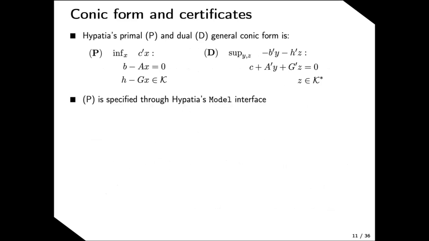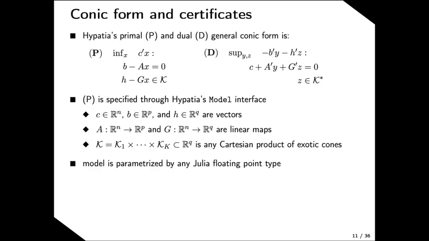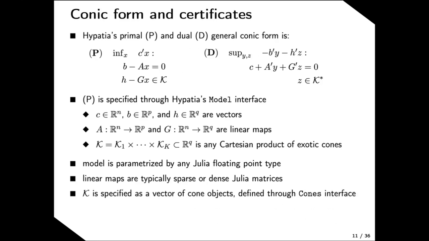So the user specifies a primal form problem through Hypatia's model interface. And here c, b, and h are vectors, A and G are linear maps, and K is a Cartesian product of exotic cones. This model is parameterized by any Julia floating point type. So the algorithm will then be performed in that same floating point type. So you could get certificates in arbitrary precision using BigFloat, say. These linear maps here, A and G, are typically sparse or dense Julia matrices. They don't have to be.